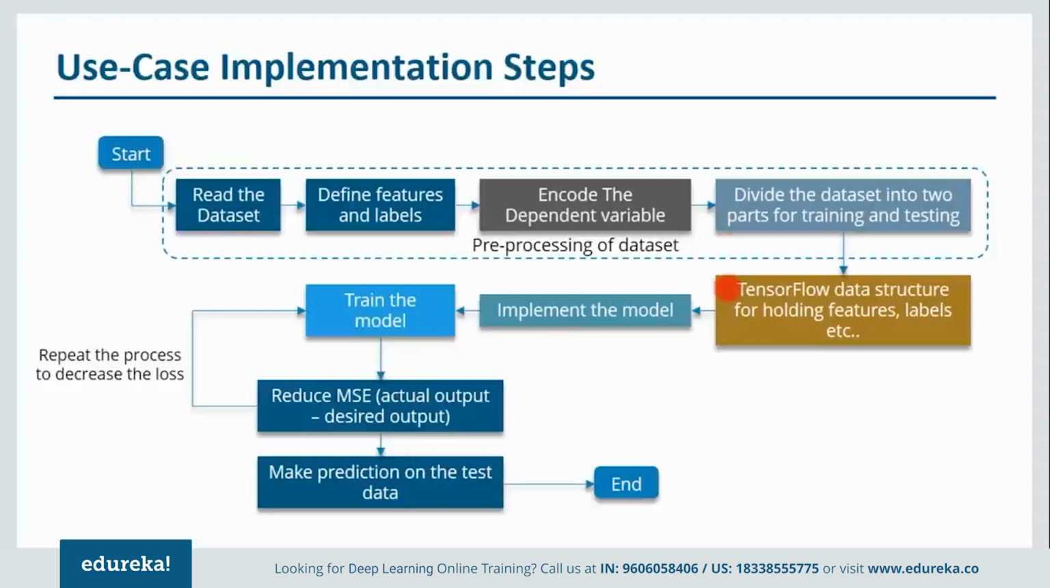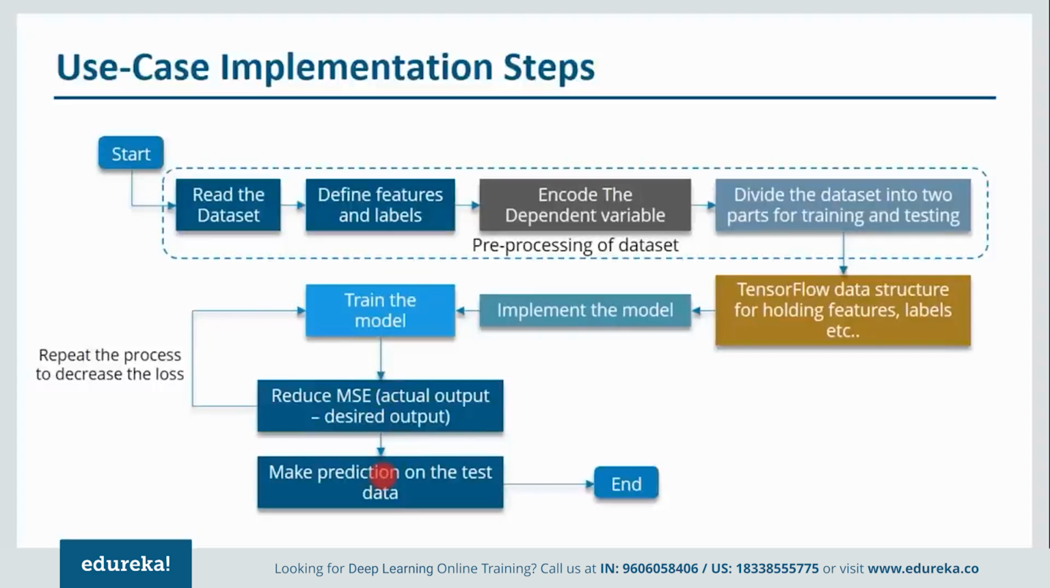After that we'll use TensorFlow data structures for holding features, labels, etc. And TensorFlow is nothing but a Python library that is used in order to implement deep learning models, or you can say neural networks. Then we'll write the code in order to implement the model. And once this is done, we will train our model on the training data. We'll calculate the error. Error is nothing but the difference between the model output and the actual output. And we'll try to reduce this error. And once this error becomes minimum, we'll make prediction on the test data and we'll calculate the final accuracy.